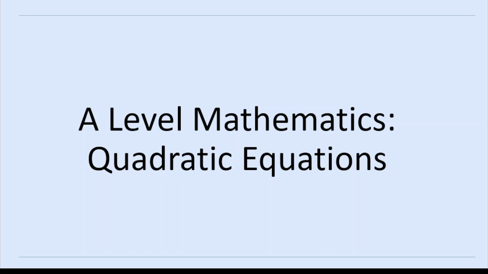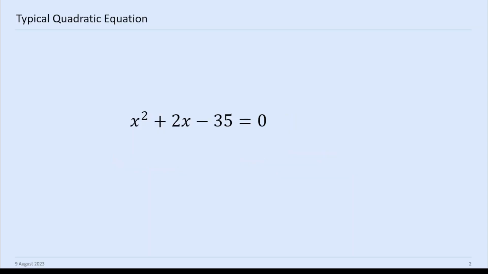I'm Simon. Today we're going to look at quadratic equations as part of the A-level mathematics syllabus. So this is a typical quadratic equation, x squared plus 2x minus 35 equals 0. Now before we try and solve this, we're going to compare it to linear equations.